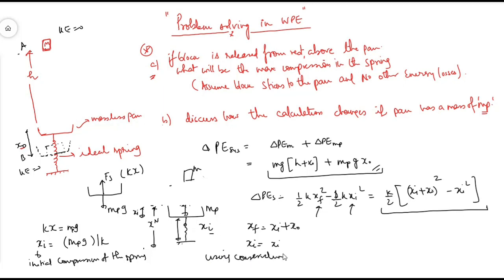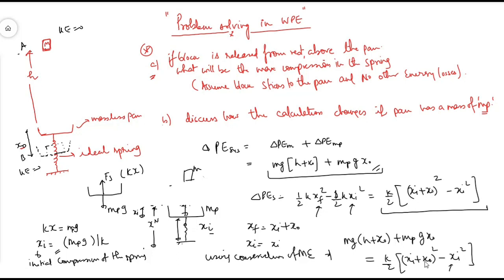conservation of mechanical energy, you're going to write mg(h plus x naught) plus mp g x naught has to be equal to k by 2 times ((xi plus x naught) square minus xi square). Now again, if m, mp and k are given, you can directly calculate this xi value. So this xi is going to be known.